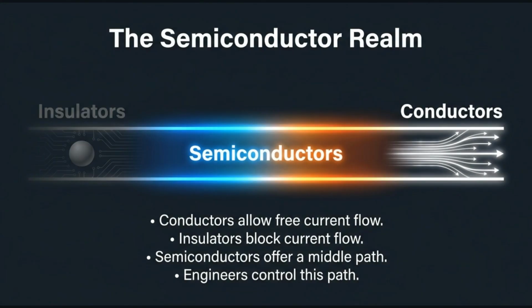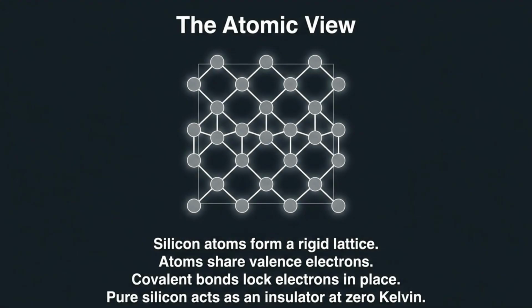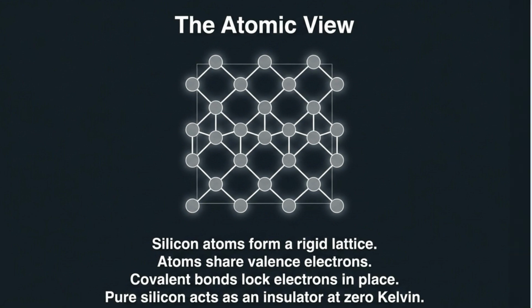Semiconductors reside between conductors, which allow free current flow, and insulators, which block it. Engineers control this middle path for device operation. At the atomic level, silicon atoms form a rigid lattice, sharing valence electrons through covalent bonds. Pure silicon acts as an insulator at 0 Kelvin because electrons are locked in place.